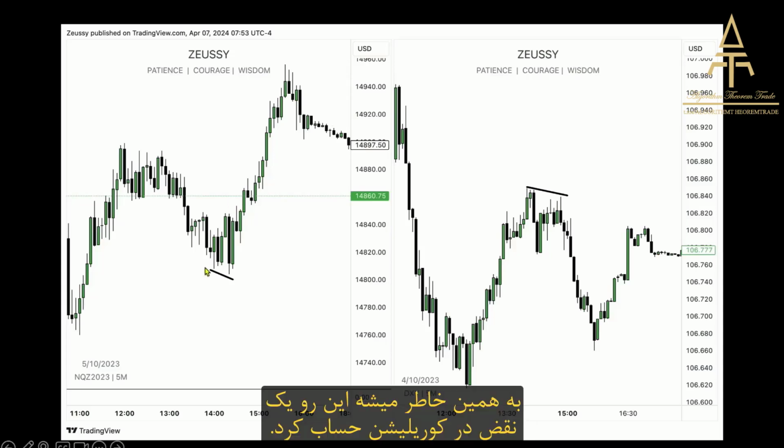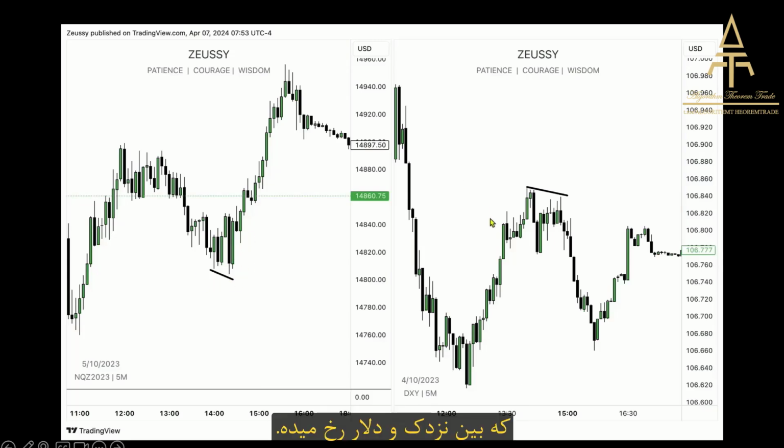Due to this cracking correlation, we can define this as an SMT between Nasdaq and the DXY. And this was what set up that run higher on the index futures and the run lower on dollar.